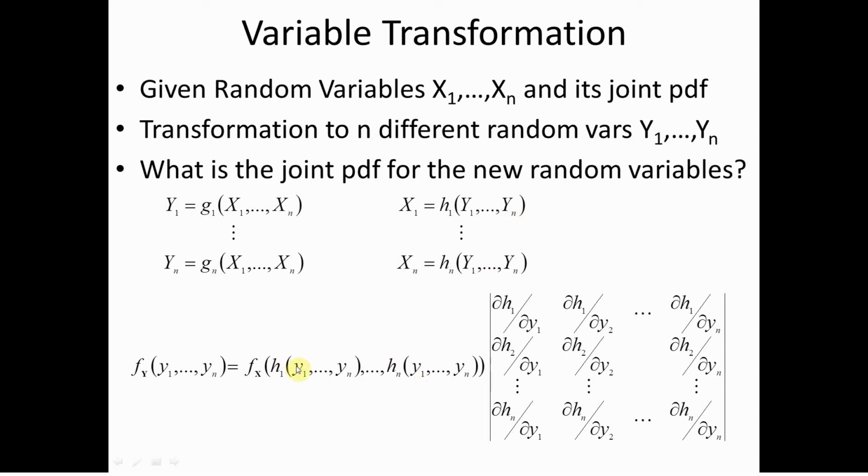And it turns out that if this is the case, then I can get the PDF. Basically, all I do is I substitute in, I take my old joint PDF, I substitute in for each of the random variables in terms of y, and I multiply it by the absolute value of the Jacobian.